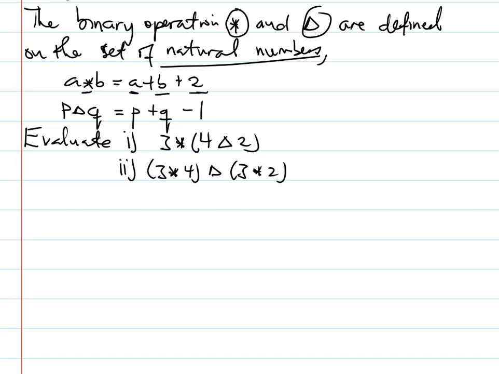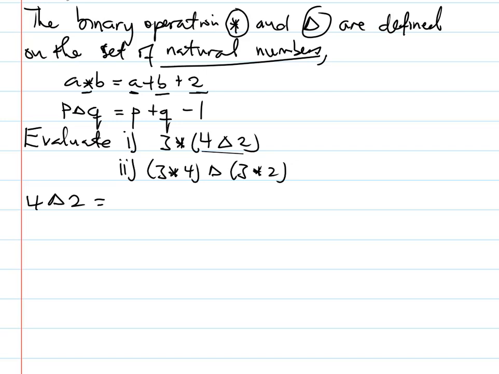from it. Now in the first part, which is I, we have 3 star, all brackets, 4 delta 2. So what are we going to do? Anytime you have a bracket, you deal with the ones in the bracket first. And in binary operation, we always consider two elements at a given time. So we are going to consider 4 delta 2.